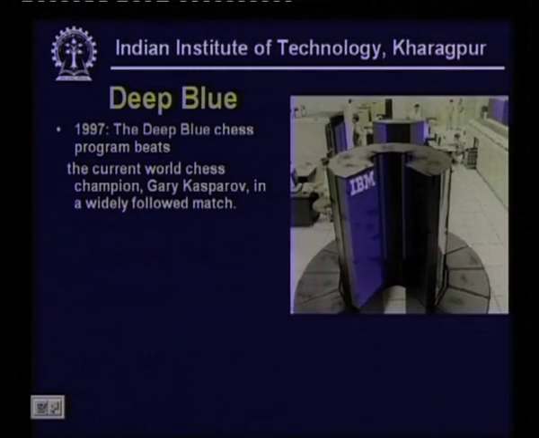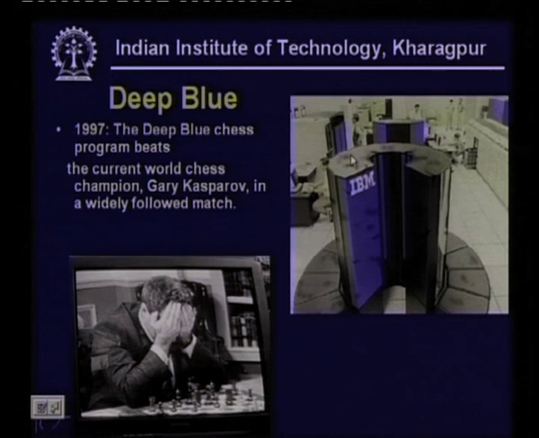In 1997, the Deep Blue chess program developed at IBM beat the current world chess champion Garry Kasparov. This is the computer Deep Blue, and this is Garry Kasparov apparently after he lost the match.